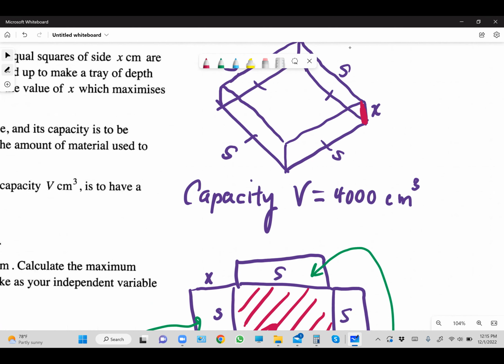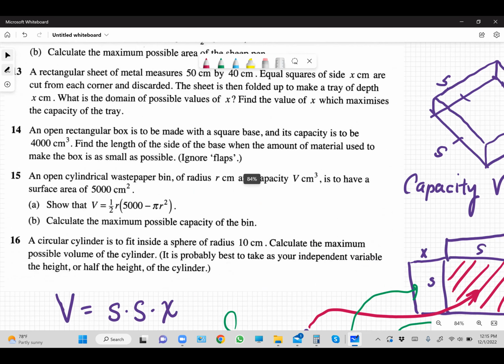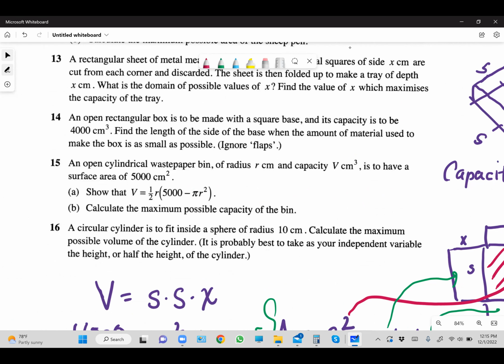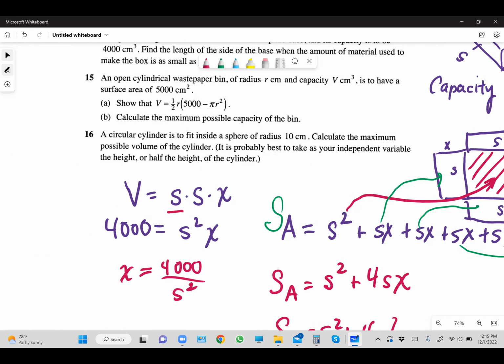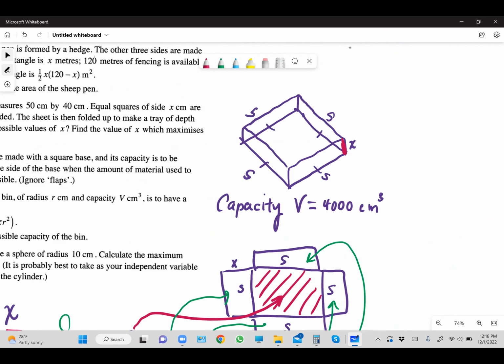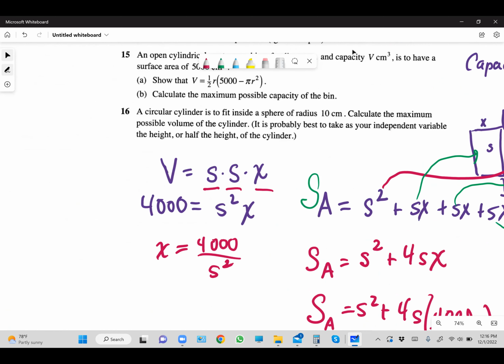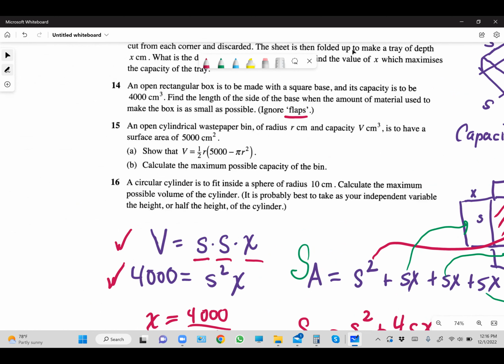Now it says, find the length of the side of the base when the amount of material used to make the box is as small as possible. So what we started doing is we said the volume has to equal S times X, the area of the base times the height X. And so that means 4,000 equals S squared times X. Now, this last part here, ignore flaps, is something that I didn't care to consider.